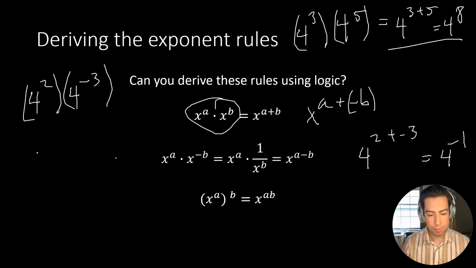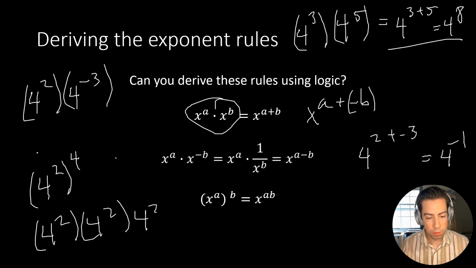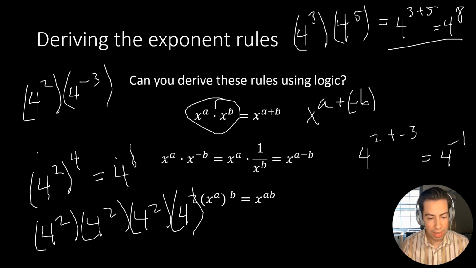All this is saying is I have some x to the a's, and I want to figure out how many times I'm multiplying x to the a by itself, okay? So for example here, if I have 4 to the 2nd, and I want to take that to the 4th power, well, that's just the same thing as saying 4 squared times 4 squared times 4 squared times 4 squared, okay? And if you notice anything about this, this is equal to 4 to the 8th.